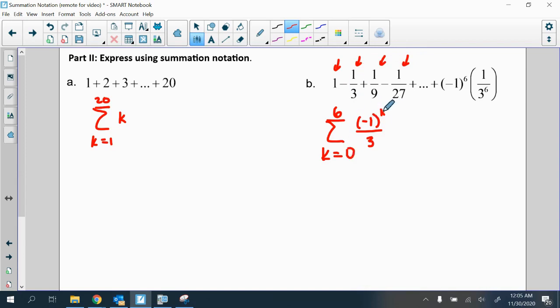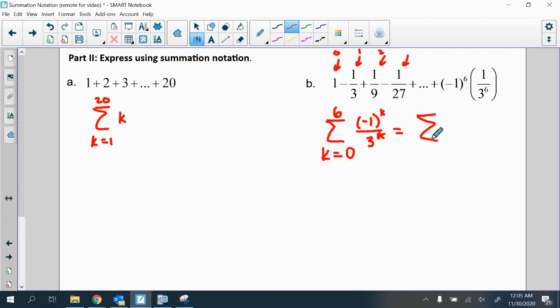So if I plug in 0, I get a positive. If I plug in 1, I get a negative. So if k is 0, k is 1, k is 2, it seems like everything's working out. Now this 3 also needs to be doing something. So it looks like I end up with 3 to certain powers. So I should do 3 to the k power. Because if k is 0, 3 to the 0 is 1. K is 1, 3 to the 1 is 3. 3 squared is 9. So this ends up working out.